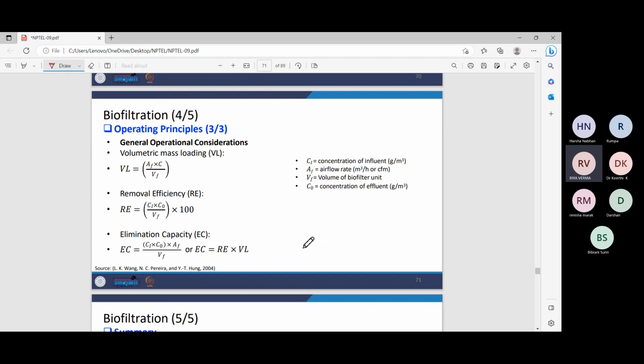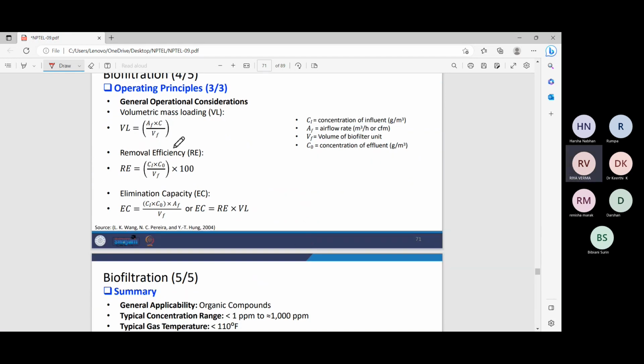Now, this is the operating principle. So the volumetric mass loading VL is given by AF into C by VF. Here AF is your airflow rate, VF is the volume of the biofilter unit, and C is your concentration of influent, CI, and C naught is your concentration of effluent.